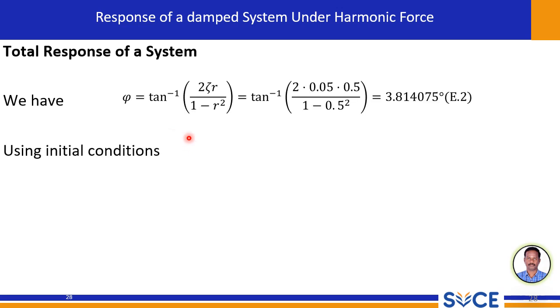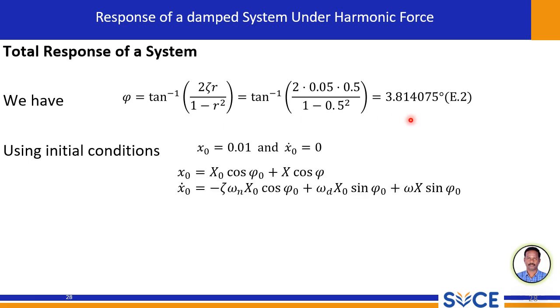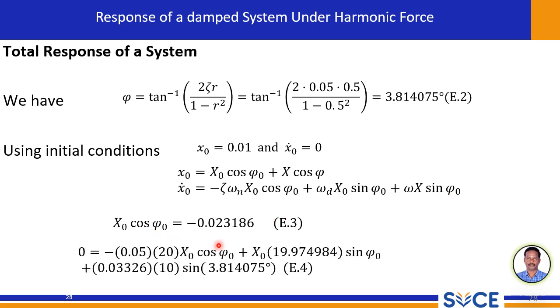After the amplitude response, we will calculate the phase angle using the phase angle formula. Substituting psi equal to 0.05, R equal to 0.5, we get the phase angle as 3.81 degrees. Then using the initial conditions, x naught equal to 0.01 and the velocity is 0, by this expression we get 0.0236, and substituting we arrive at these two equations. When we solve this, we can get the phase angle.